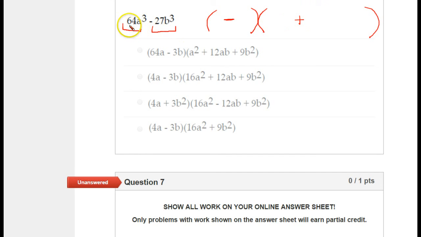Now you take the cube root of that, which is 4a, the cube root of that, which is 3b. Now you square this, that's 16a squared. Multiply these two together, you get 12ab. Then you disregard the sign because the other rule holds that if this is negative, this sign is positive. And then you square this term.